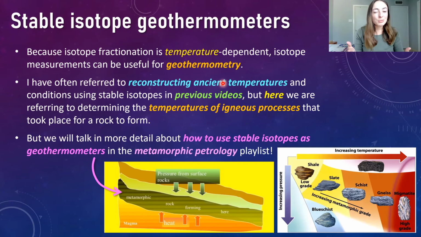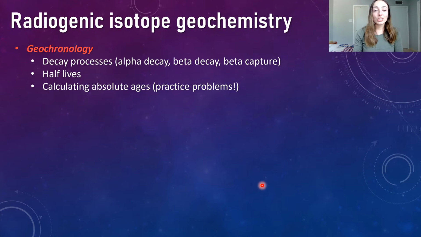And I think for igneous petrology specifically, the radiogenic isotopes that we'll talk about at the end of this video are going to be way more important for this playlist than the stable isotopes. So I'm just going over the concepts of using stable isotopes in igneous petrology, and then we're going to get to radiogenic isotope geochemistry and how that can be a really powerful tool for igneous petrology.